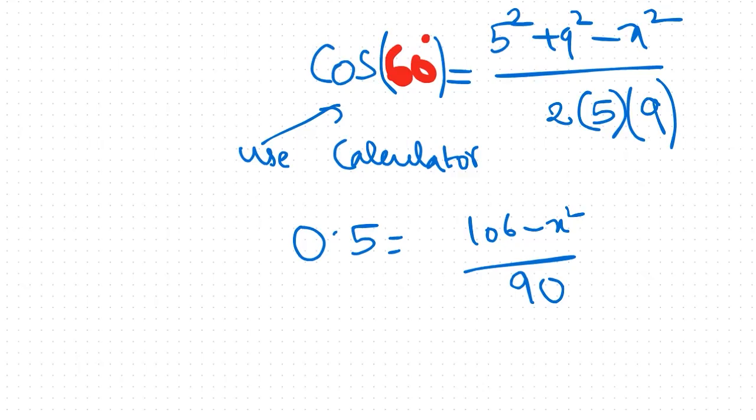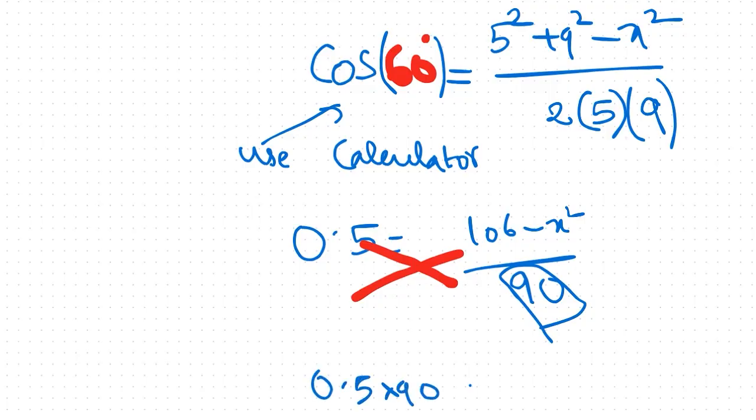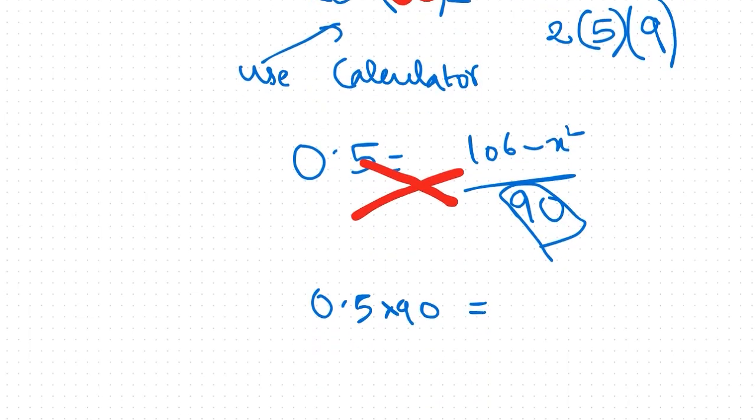When an equation is given, cross multiply. So this 90 goes up. It would be 0.5 times 90, which is 45. This should equal 106 minus x square.